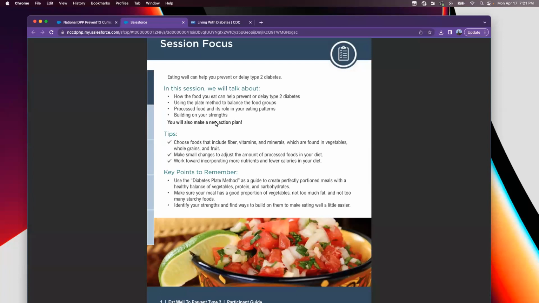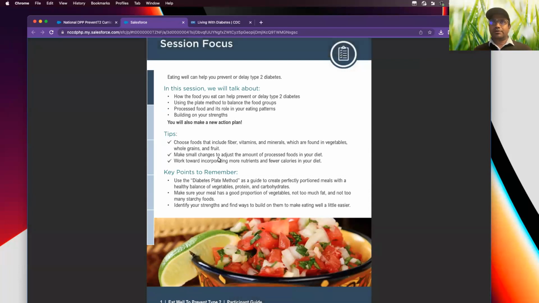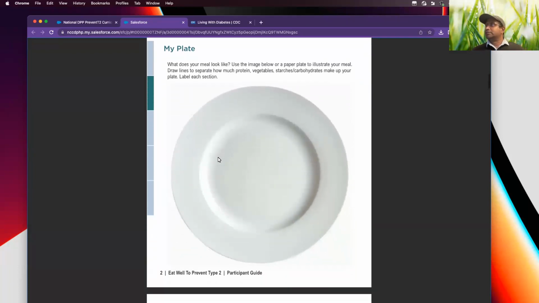Awesome. Do you want to add something to that, Praveen? Yeah, that's great that there's something called the diabetes plate method, which the CDC has come up with. And I'm sure a lot of the participants have used this to delay or even prevent getting type 2 diabetes.